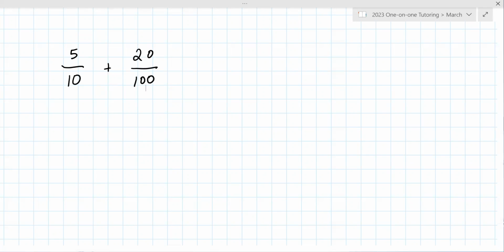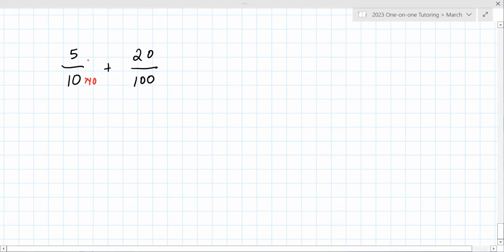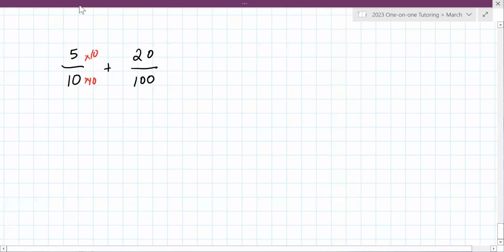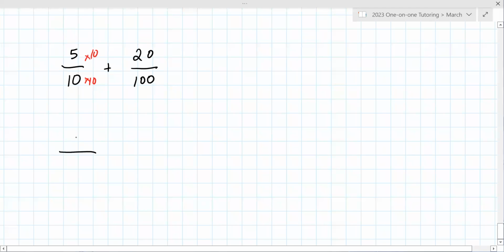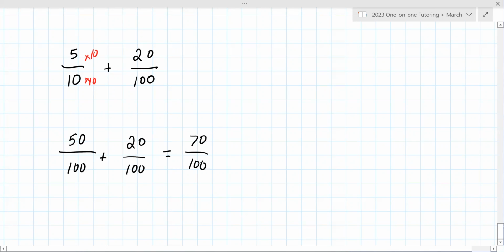That's right. So we're going to multiply the top and bottom by 10. Okay, and you're right. What does the new fraction become? 50 over 100. Very good. Plus 20 over 100. What do these add up to? 70 over 100. Yes. Very good.